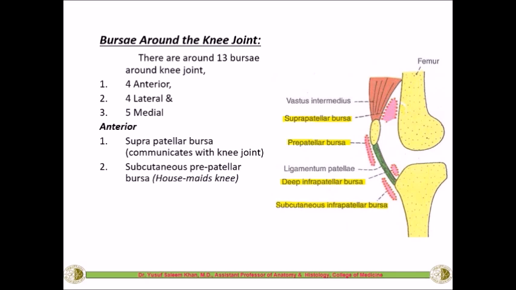The second bursa is the subcutaneous prepatellar bursa. If you can see here, this is the prepatellar bursa. It is in front of the patella, so it is called prepatellar. Pre means in front, supra means above, and infra means below the patella. So all are related to the patella, and they are named according to their position relative to the patella. This is the prepatellar bursa, which is subcutaneous, just in front of the patella, deep to the skin.